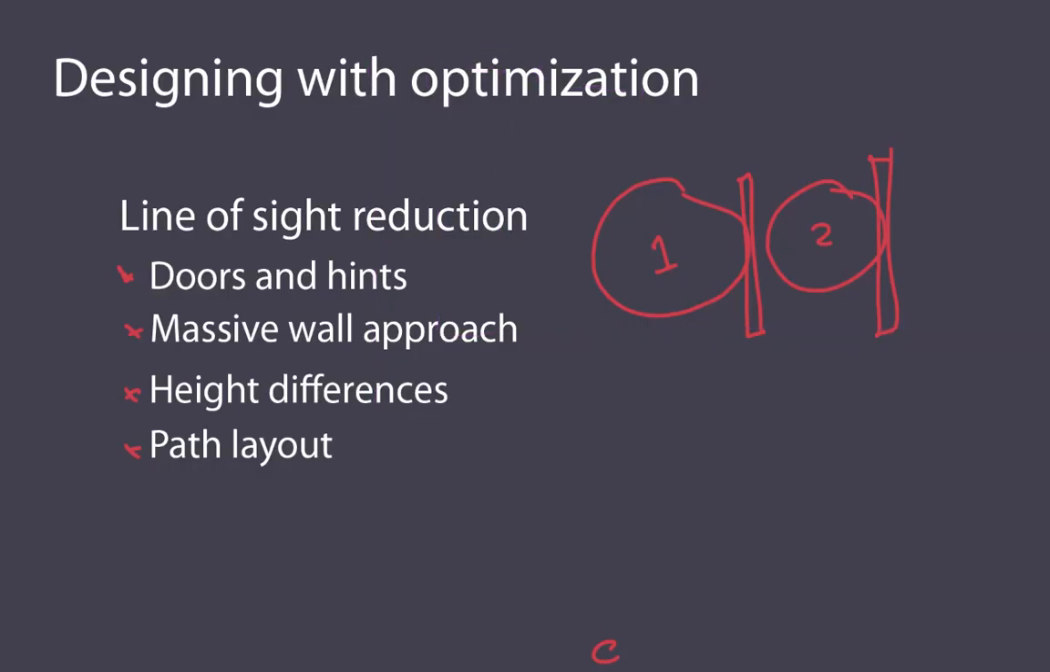So that is what I was going to talk about today. I can hide the layers and take it back. So there's the doors and hints approach of Granary. You get the point. Then the massive wall approach, which is used on Dust Bowl, and height differences also on Dust Bowl. I'm not sure whether the ground actually goes far enough to be able to clip it on Dust Bowl, but the theory is still there. And then there is the path layout of Badwater and Dust Bowl again.